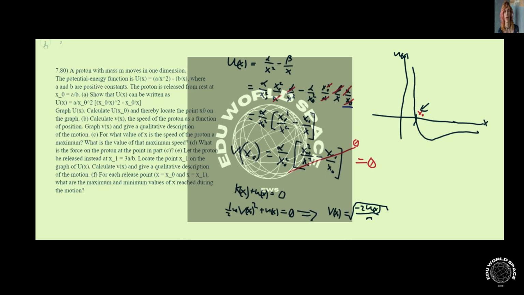Okay, so what's next? Let the proton be released instead at x sub 1 equal to 3 alpha over beta. Locate where that point is on the graph. Okay, go to my next page of notes.